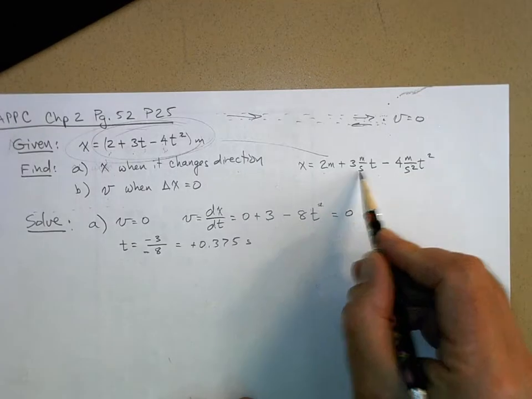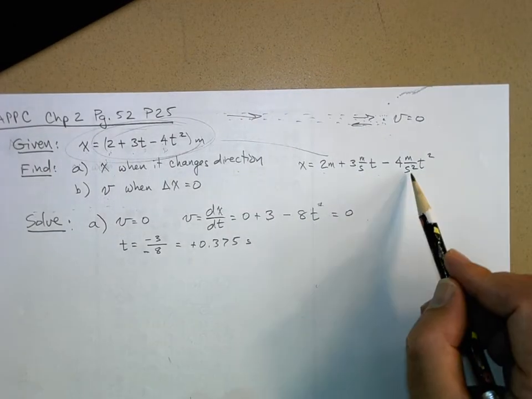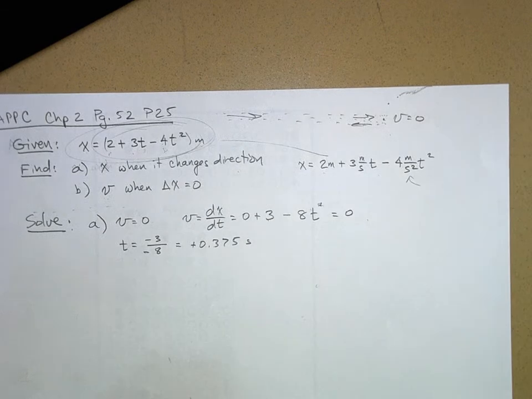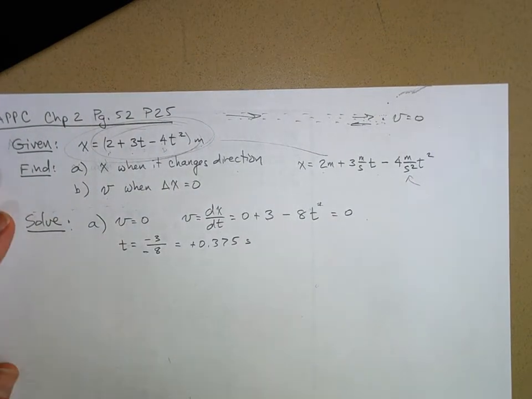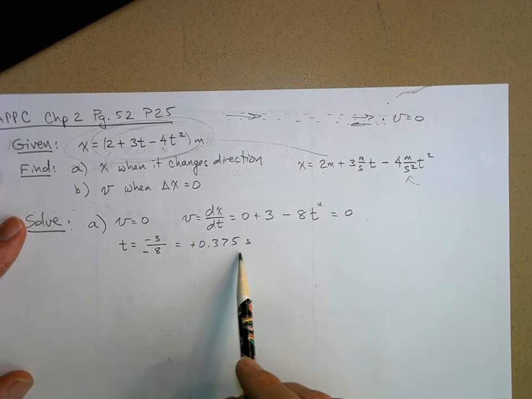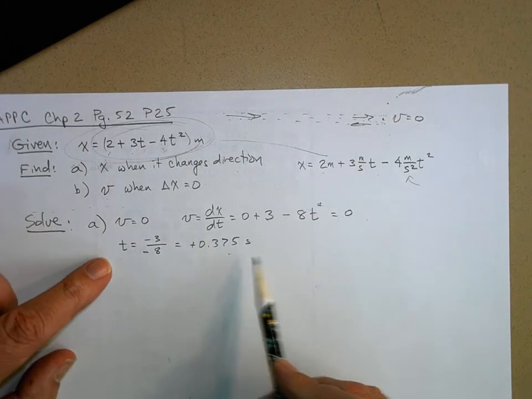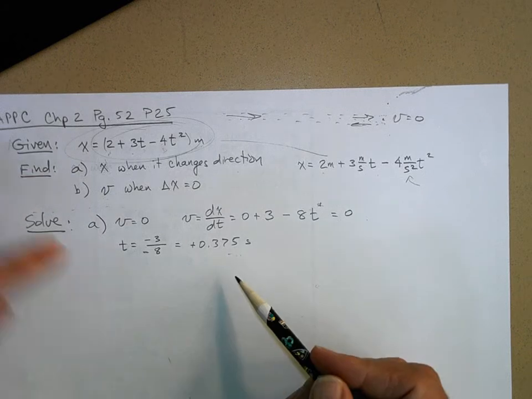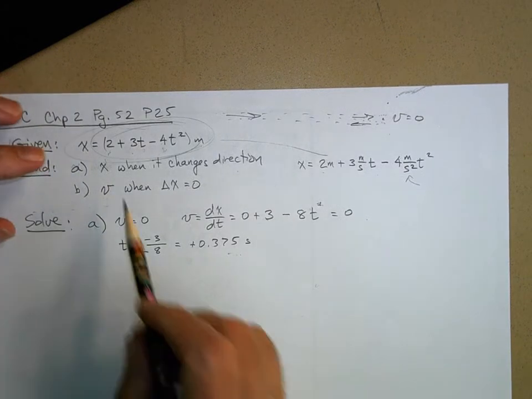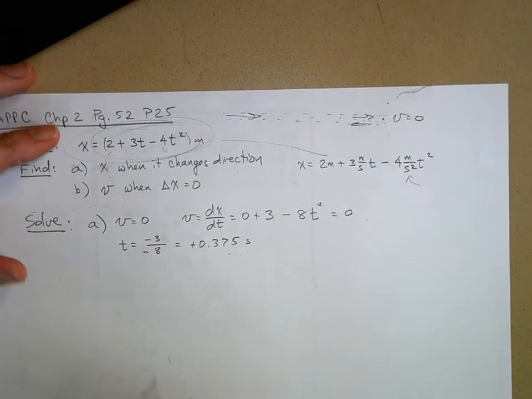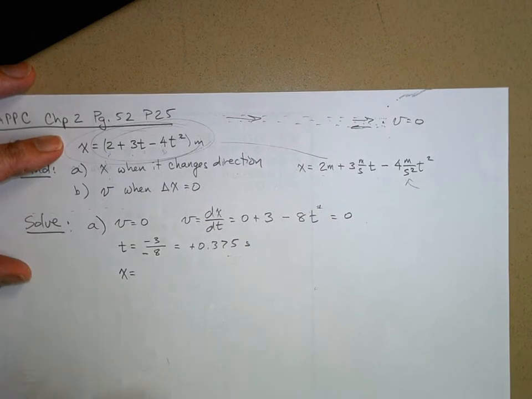So I like to add units in here. By the way, be careful. This probably isn't the acceleration. All right. Now, I've got the time when the velocity was 0, but that's not what I want to find. I want to know what is the position. So now I'm going to take that time and plug it in.